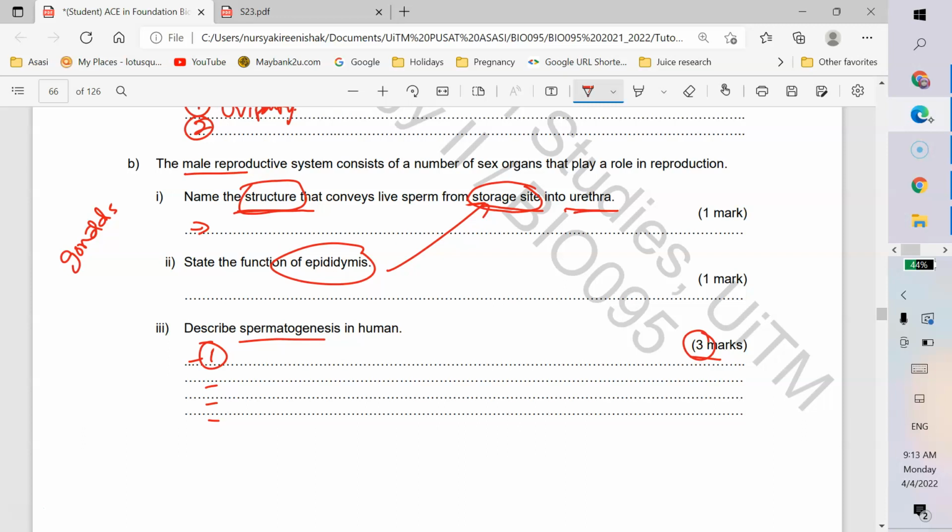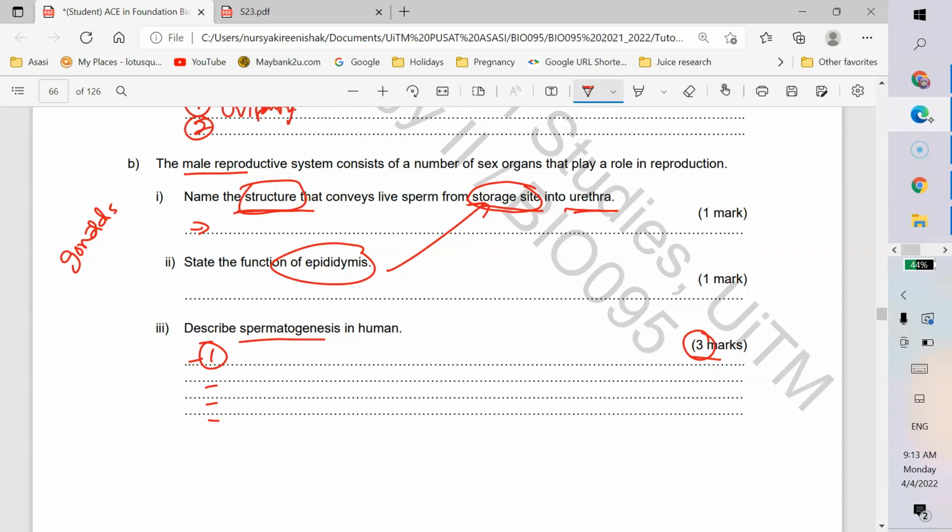And then awak ceritalah dia berlaku kat mana. So it occurs in the seminiferous tubule in testis. Okay, and then baru cerita proses dia melibatkan apa tadi, yang sel yang paling outermost sel tu adalah spermatogonium. Okay, spermatogonium that is diploid, at the membrane of seminiferous tubule starts the process of cell division through mitosis. Okay, mitosis. So and then dia dipengaruhi oleh hormon apa?